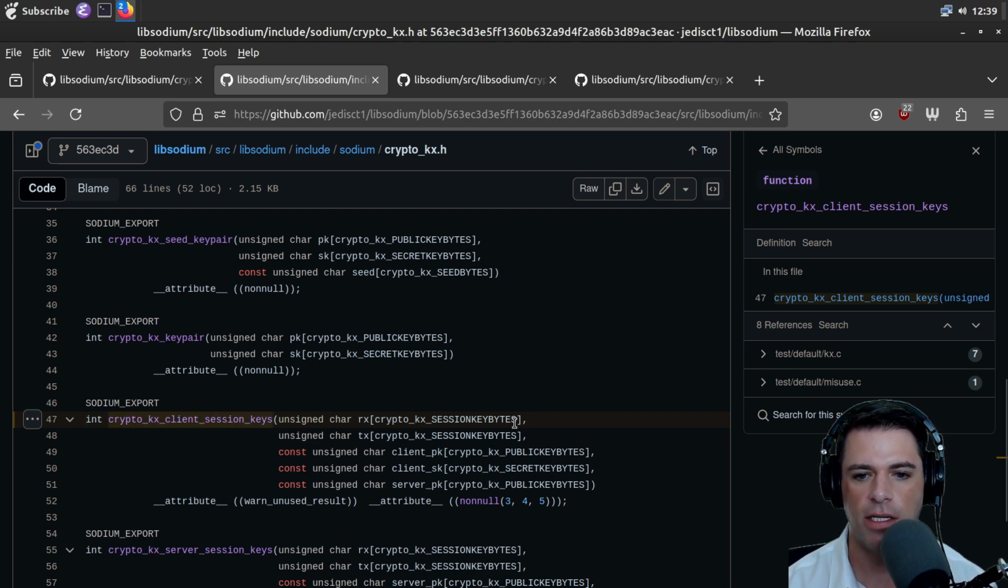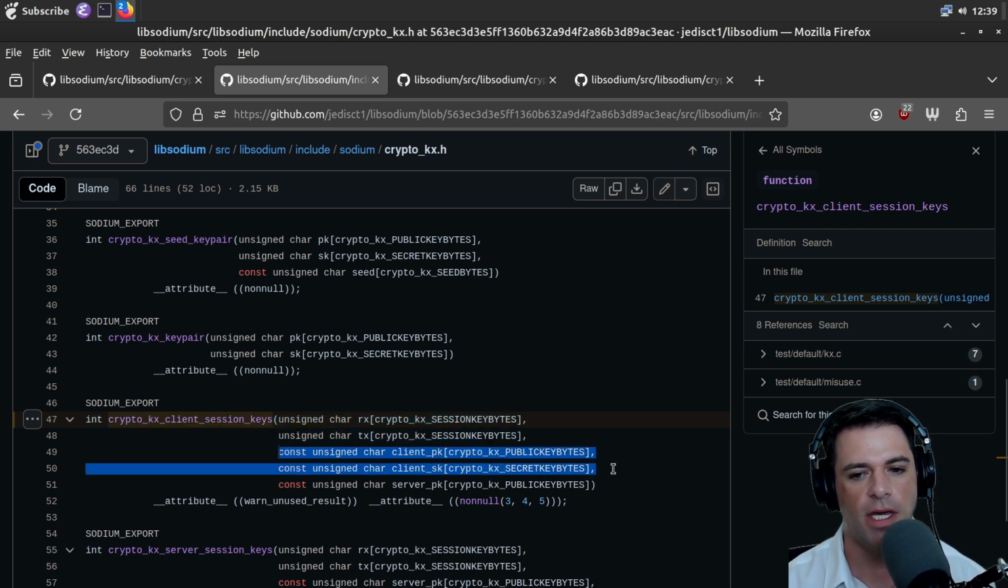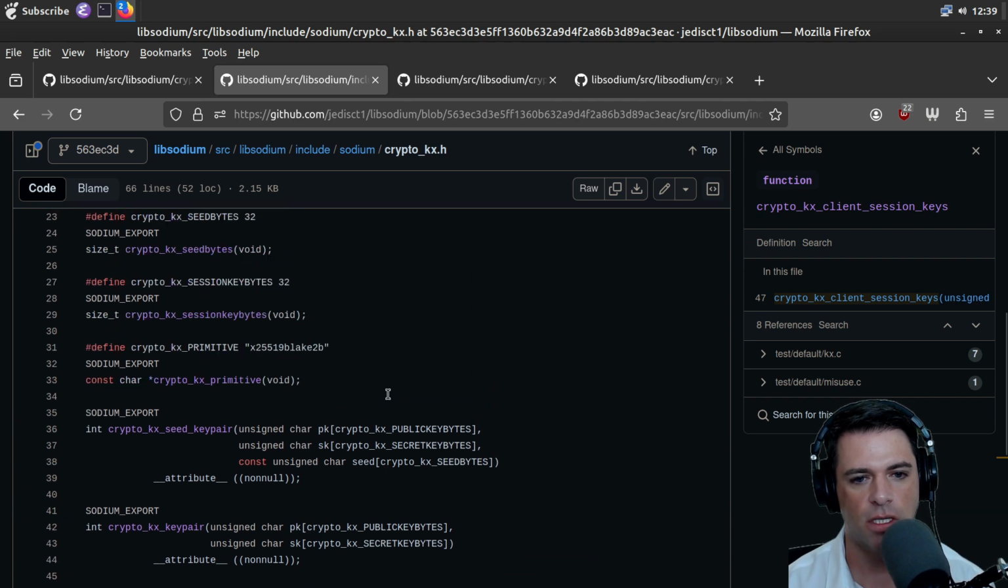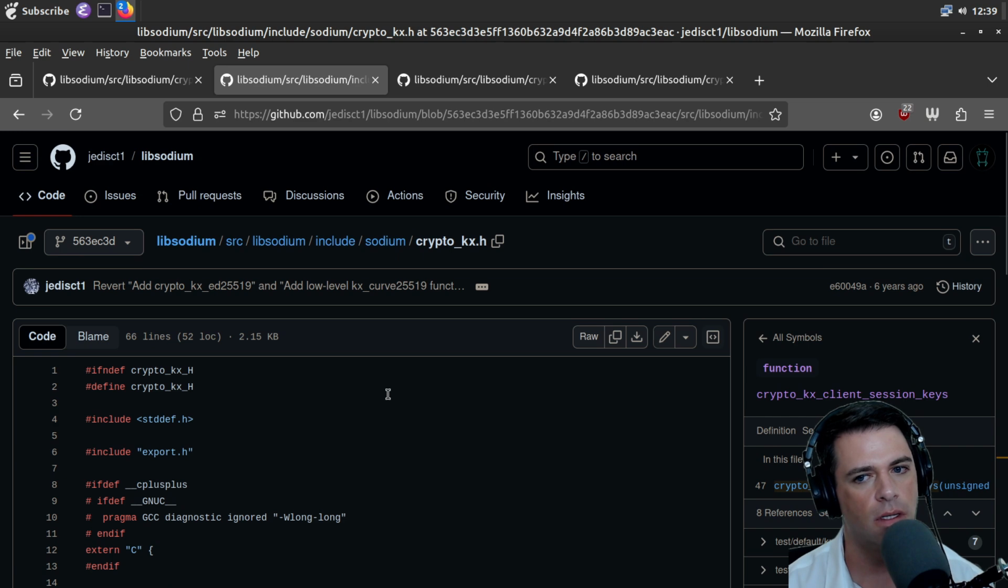We're passing in receive. I'm assuming RX and TX are receive and transmit. They're each arrays according to the session key bytes. Then we have a client public key, a client secret key, and a server public key. And I guess we're getting some more data.